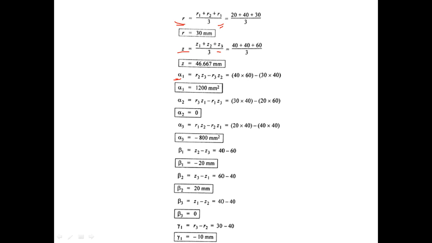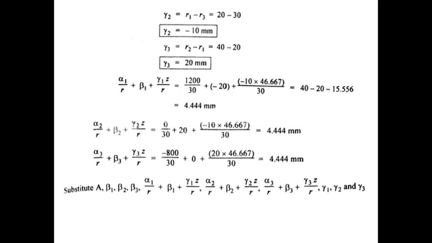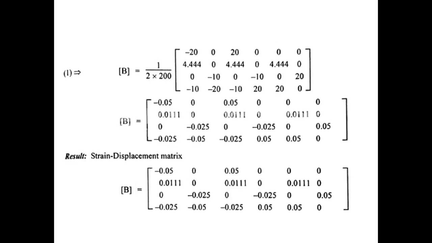Whatever formula you have kept in your mind, just use your shortcut, and by these values we will get the remaining alpha 1 by r plus beta 1 plus gamma 1 z by r. Applying all those values in the B matrix, that is our first equation. We will get B is equal to 1 by 2A. Applying all the values, by ordinary multiplication we will get the strain displacement matrix. So that's the first problem.